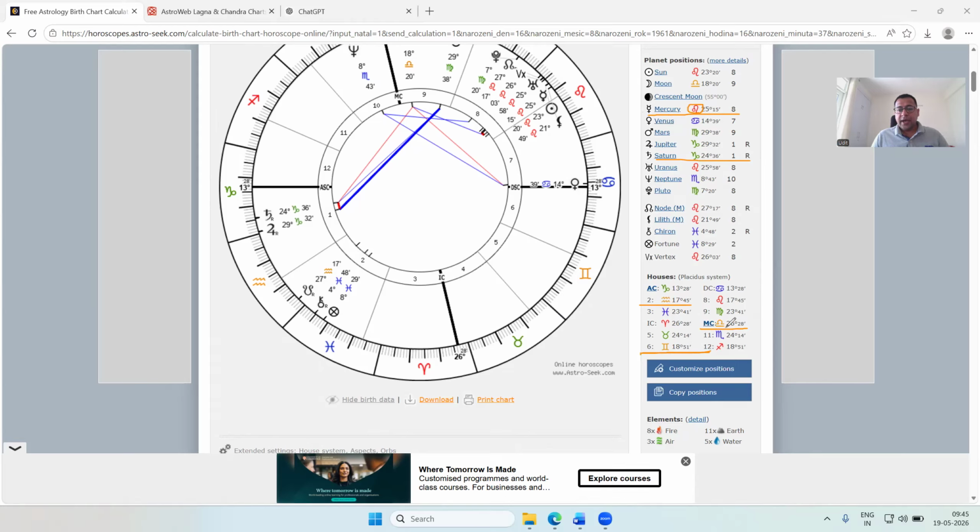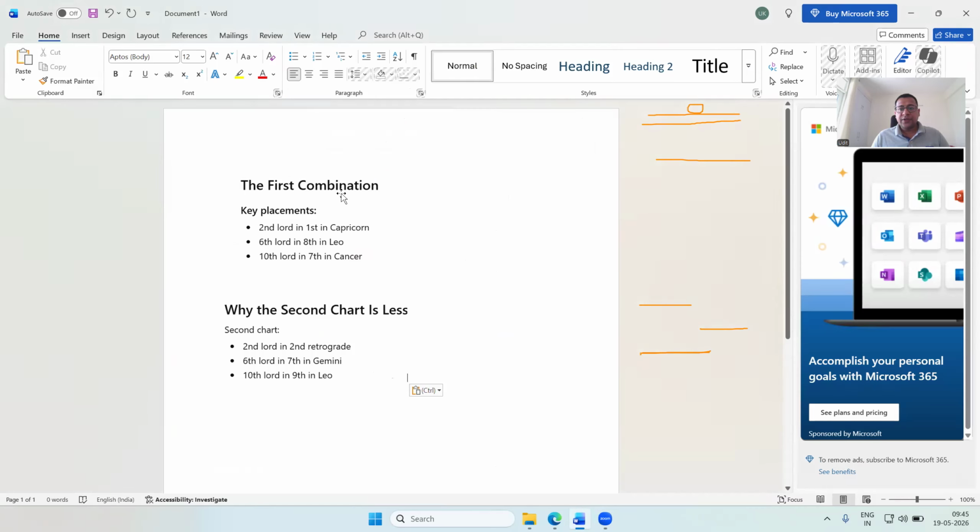And finally, we have the midheaven. Midheaven is Libra, so the lord of Libra is Venus, and Venus goes into the sign of Cancer, which is in the seventh house. So what are the tropical placements that we can see? The tropical placement is the first combination here, which is the second lord in the first house in Capricorn, sixth lord in eighth house Leo, and the 10th lord in seventh house Cancer.